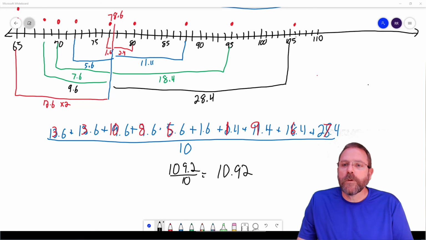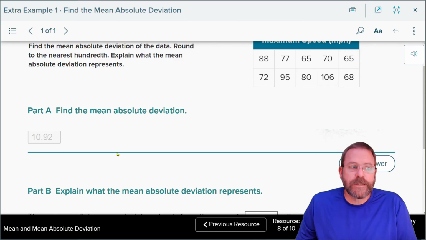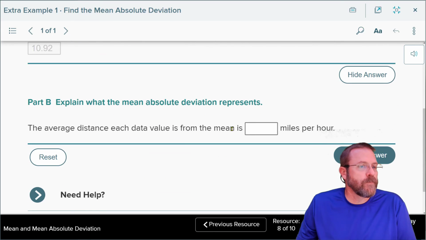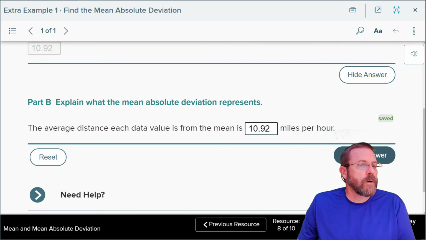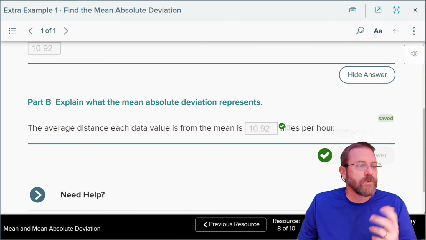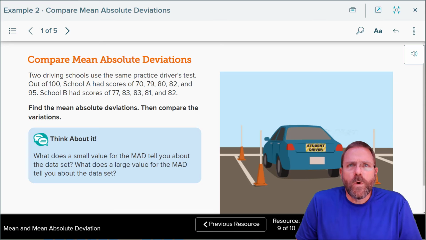Jump back over and see how close I am to what the textbook said. You can see right there the textbook said the same thing. That is going to be the mean absolute deviation. Now I can take and put that number right here as well. 10.2 miles per hour is going to be the average distance that each data value is going to be from the mean. We're almost there.